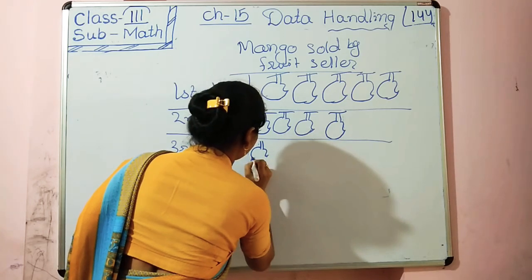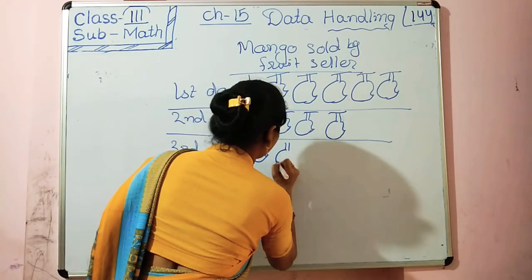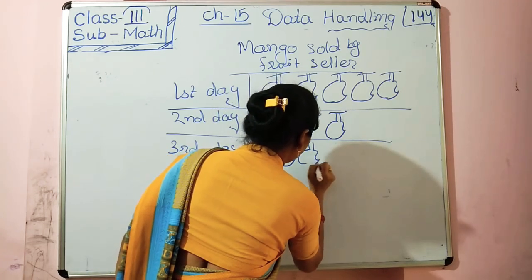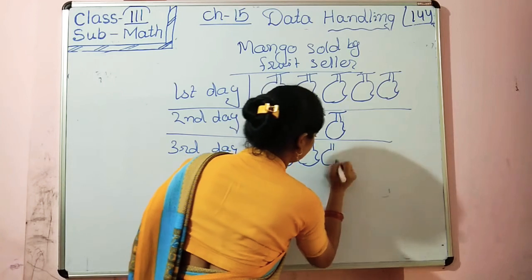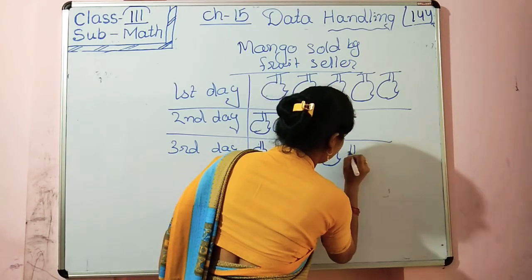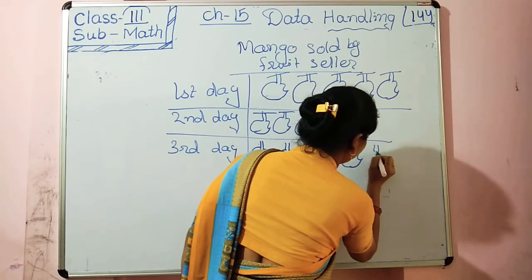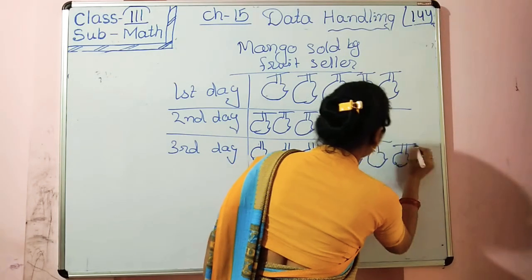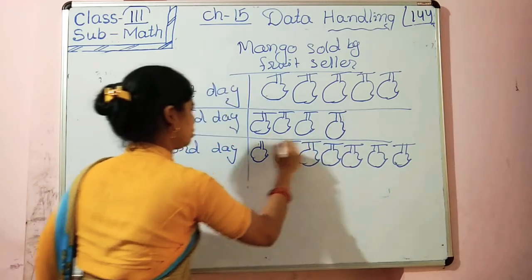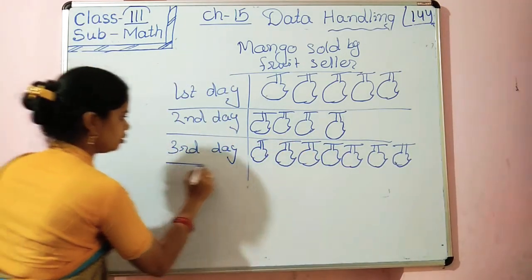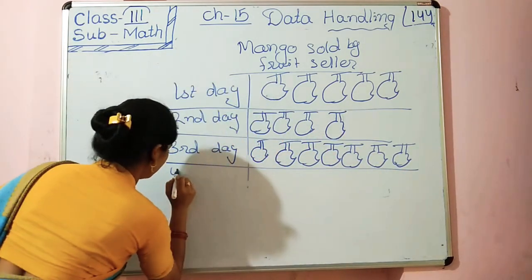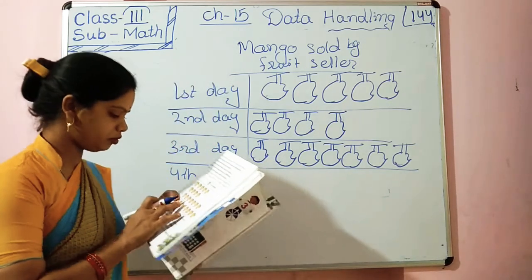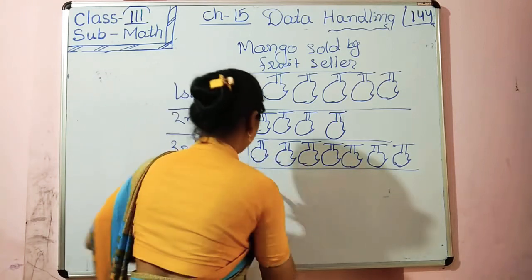1, 2, 3, 4, 5, 6, 7 mangoes. Okay, 7. And in the fourth day the fruit seller sells how many mangoes? 1 2 3 4 5 6 7 8.